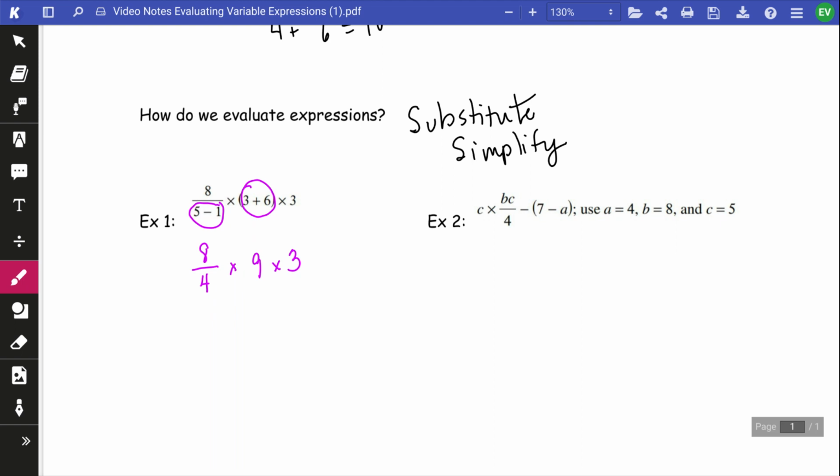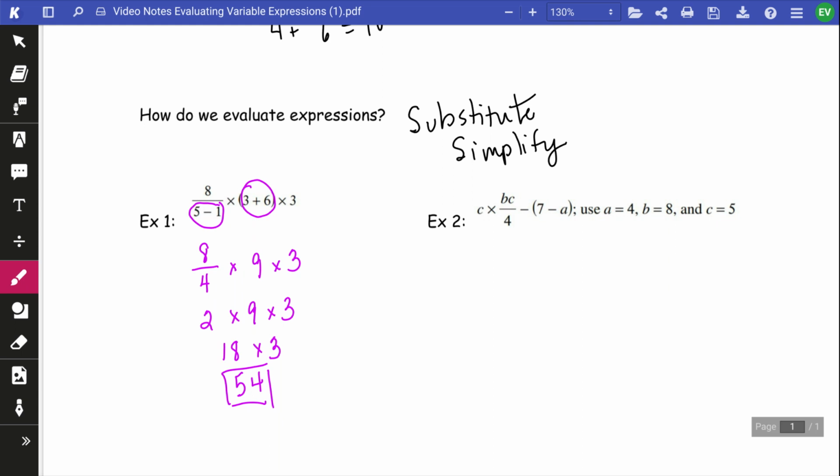Okay, so the next thing, we have 8 over 4. That's a division. Since it comes first, that's the next thing that we're going to simplify. So 8 divided by 4 is 2. And we're going to bring down our times 9 times 3. 2 times 9 is 18. And then 18 times 3 is 54. And that's our answer. So keep everything in order, make sure that you're organized, and you'll be fine.